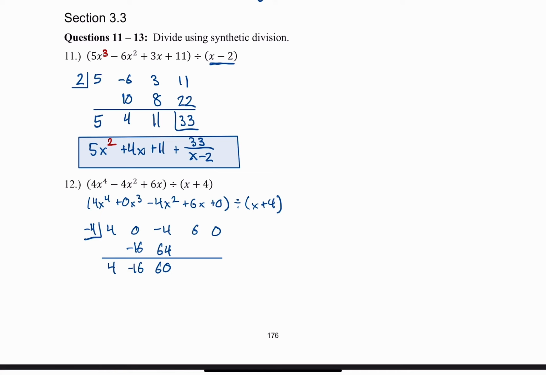Negative 4 times 60 is going to be negative 240. Adding 6 is going to give us a negative 234. And then multiplying negative 4 times 234 is going to give us a 936. So add that. We end up with a remainder of 936.